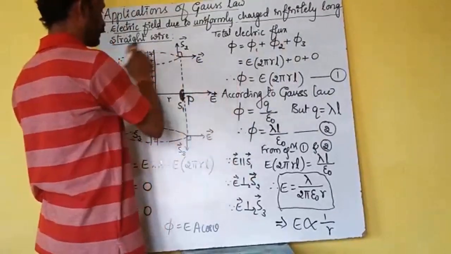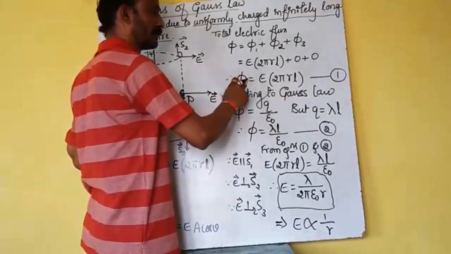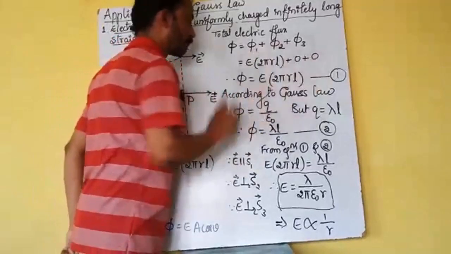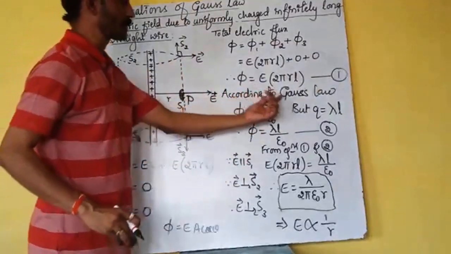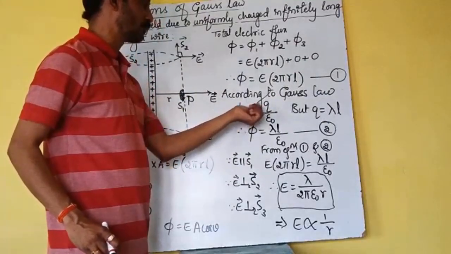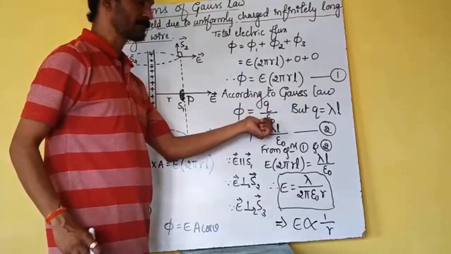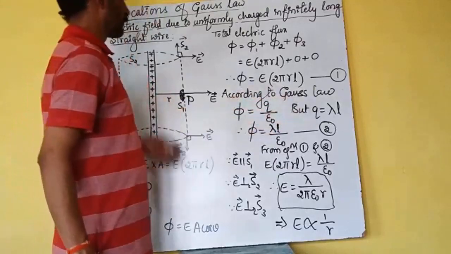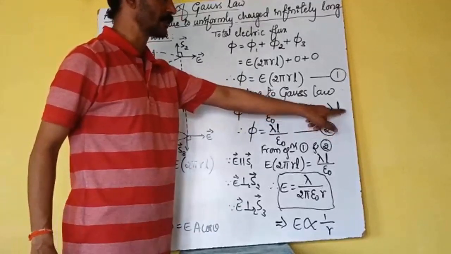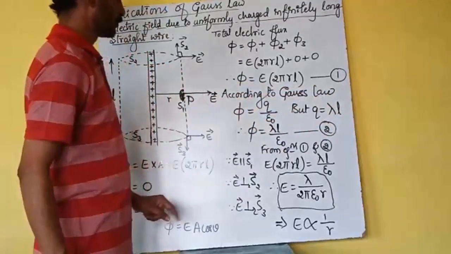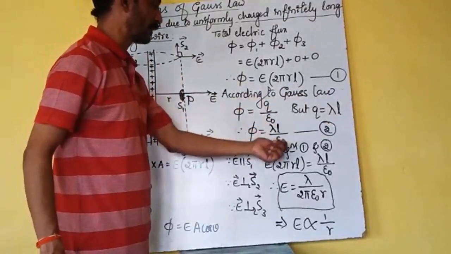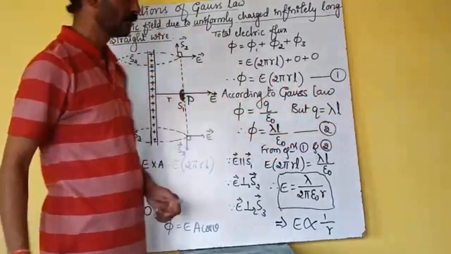Therefore, the total electric flux through the Gaussian surface is phi equal to E into 2 pi R L. Take this as equation number 1. Then according to Gauss law, the total electric flux through any closed surface is equal to Q divided by epsilon naught. But Q is equal to lambda into L, where lambda is the linear charge density, that is lambda equals Q by L. So Q equals lambda into L. Substituting here, phi is equal to lambda L by epsilon naught. Take this as equation number 2.